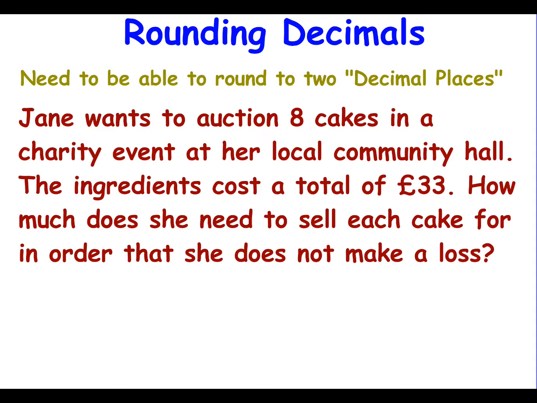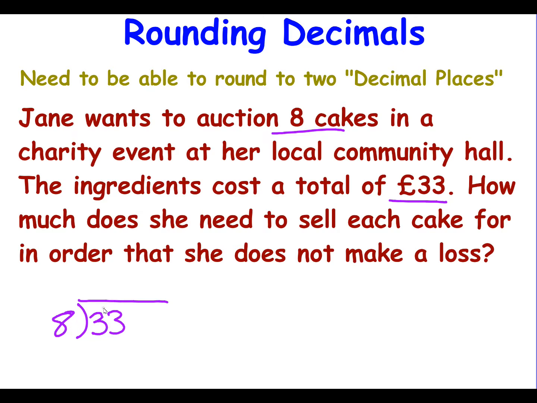You need to be able to round to 2 decimal places because some calculations will give you more than 2 places. Here's an example. Jane wants to auction 8 cakes off in a charity event at a local community hall. The ingredients cost her £33, so how much does she need to sell the cakes for in order that she does not make a loss? So our two values are 33 and 8, and I need to divide the £33 by the 8 cakes to work out what 1 cake will cost.